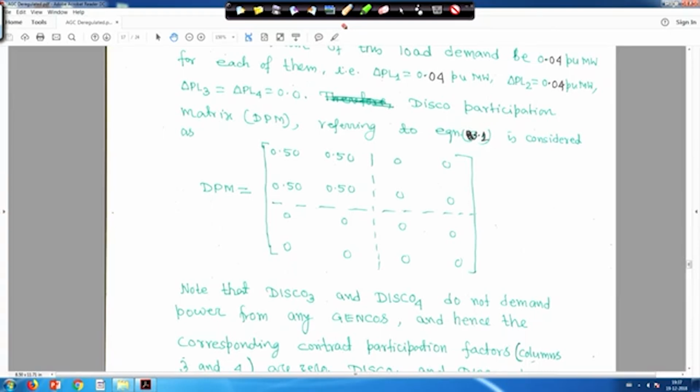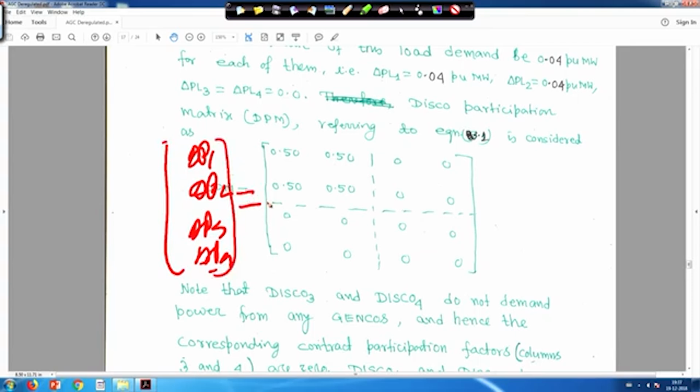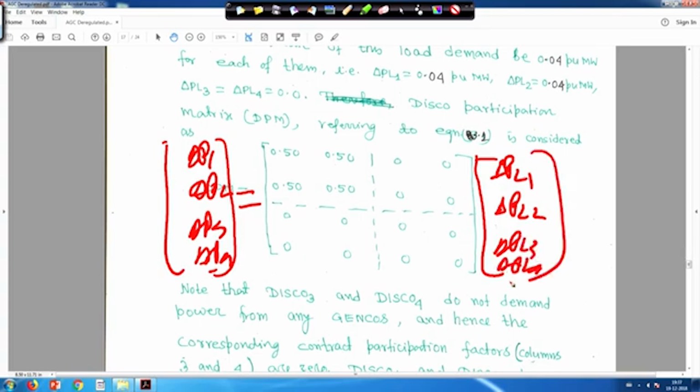Contracted power demand means, look, I am overwriting here for your understanding. So, this is my delta P1, this is delta P2, this is delta P3 and this is delta P4. This one is equal to this matrix into the power demanded by the distribution companies, delta PL1, delta PL2, delta PL3 and the last one is delta PL4. So, this is nothing but your contracted power demand. So, this way you can write.